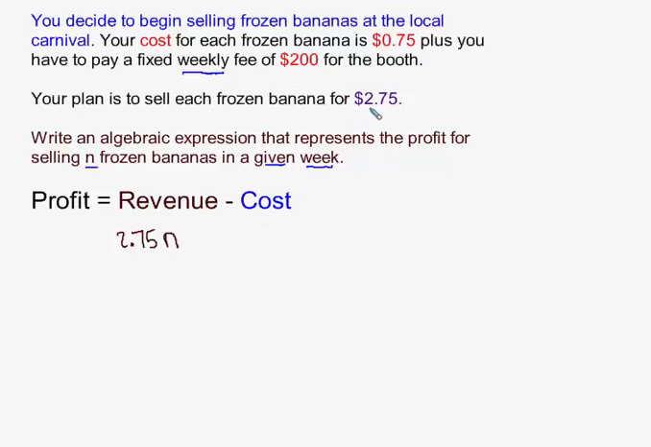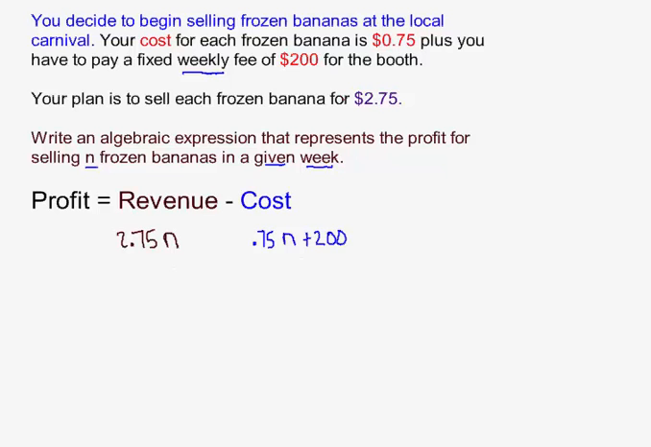So let's take care of the bananas first. Every banana I buy costs $0.75. So we will figure out that portion of the cost expression much like we did the revenue. If I buy n bananas and I have to pay $0.75 for each, or 75 cents each, then all I have to do is take the number of bananas I have to buy and multiply by 75 cents each. This would be the cost of buying n bananas. But don't forget that I have to add to my cost the $200 each week for the booth. So now I have an expression for my cost, I have an expression for my revenue.